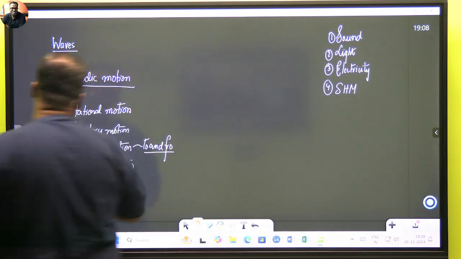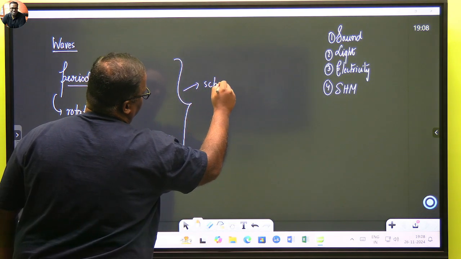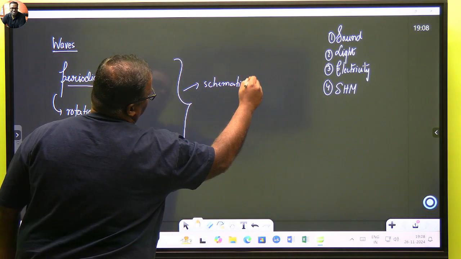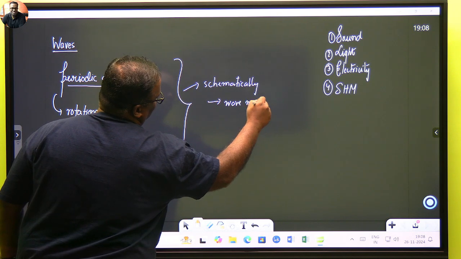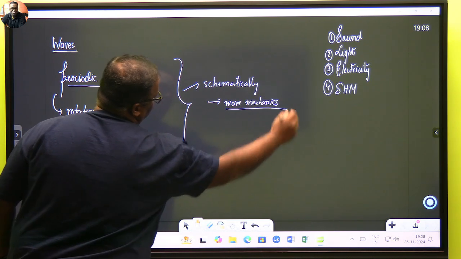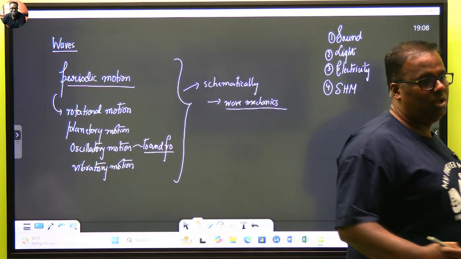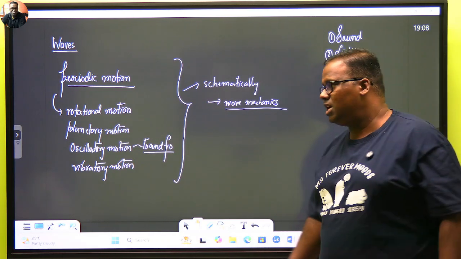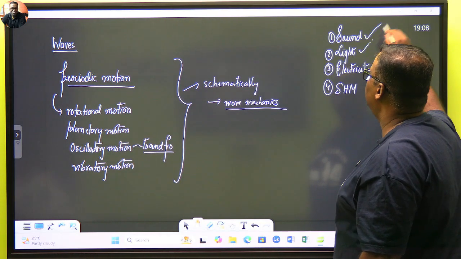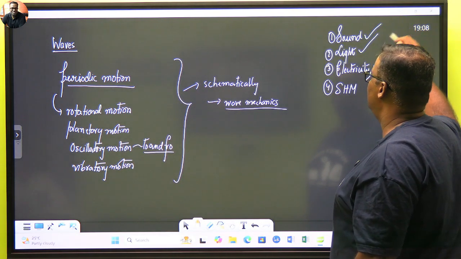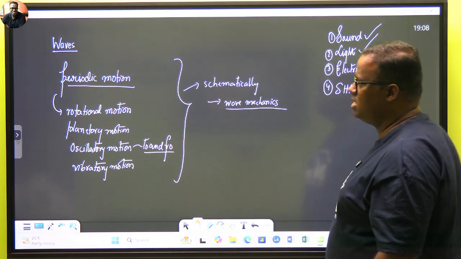If you want to represent these periodic motions schematically, then one of the ways is wave mechanics. With wave mechanics, we can understand these motions much more in detail. Wave is a mechanism with which we can explain any sort of periodic motion. Sound can be expressed in waves, light can be expressed in waves, electricity can be expressed in waves, simple harmonic motion also can be expressed in waves. We're going to study these later, but just now try to understand.